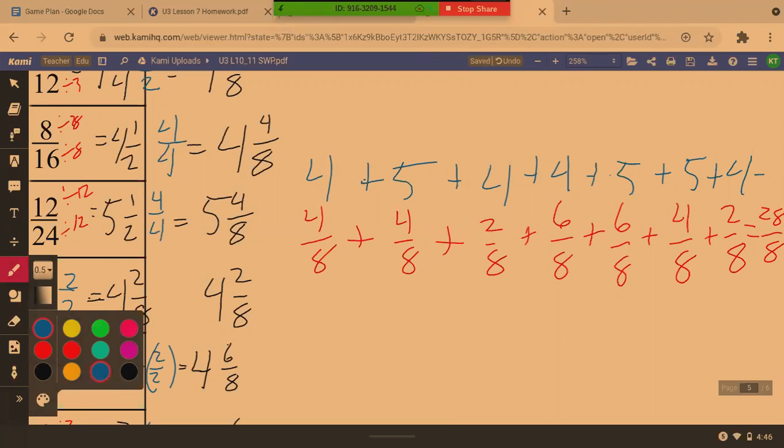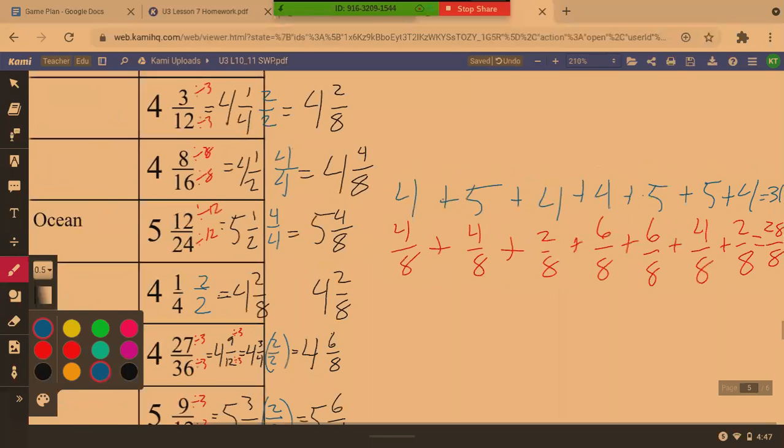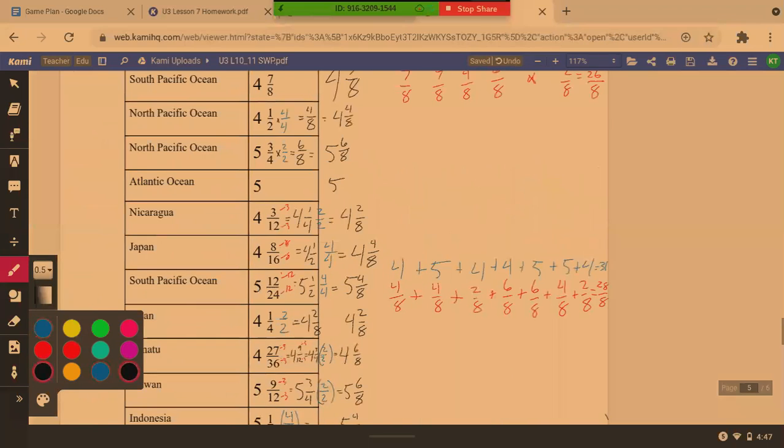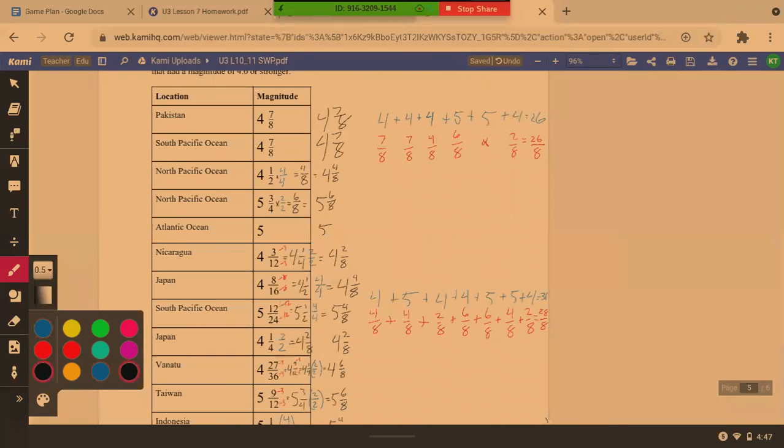Beautiful. Now for the whole number. 4 plus 5 plus 4 plus 4 plus 5 plus 5 plus 4 equals 31. So down here, now I just got to combine these two. And I only did 2 separate ones so that I didn't have to keep scrolling back and forth.